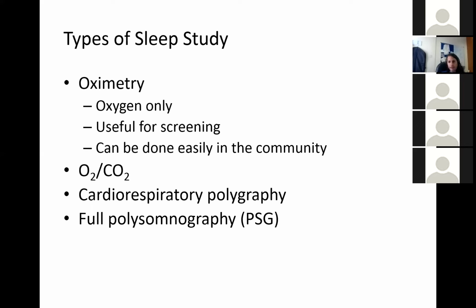So we don't do very many of these in our centre, but in the US, this is basically what most children will have. And the Latin is multiple somnolence graph, so it's basically every channel is measured in the full polysomnography.